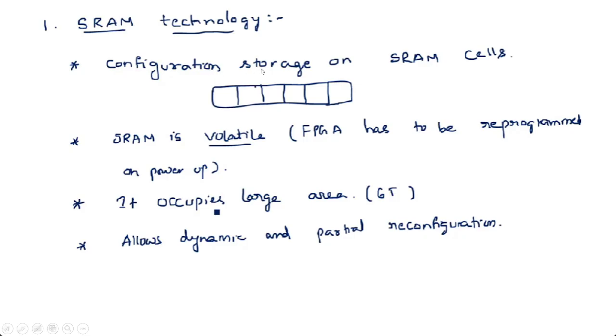whatever the configurations are there, will be stored in the SRAM cell. S is nothing but static RAM. Static RAM basically consists of a latch, two inverters connected back to back, and two pass transistors, two NMOS transistors. So just to go through the SRAM cell, SRAM is volatile. Volatile means when the power is gone, whatever data is there will be erased.